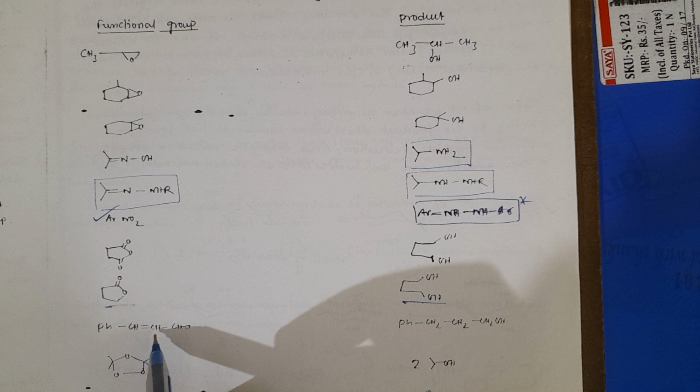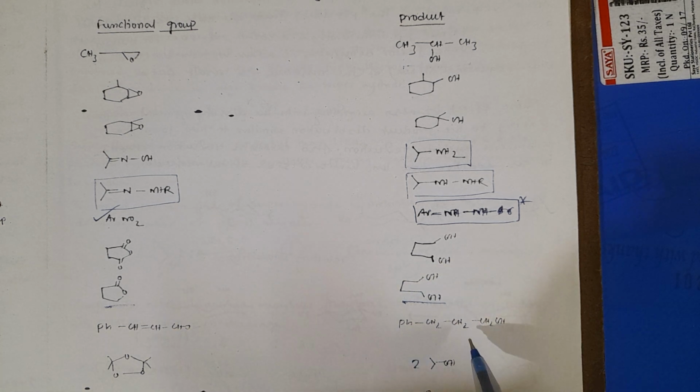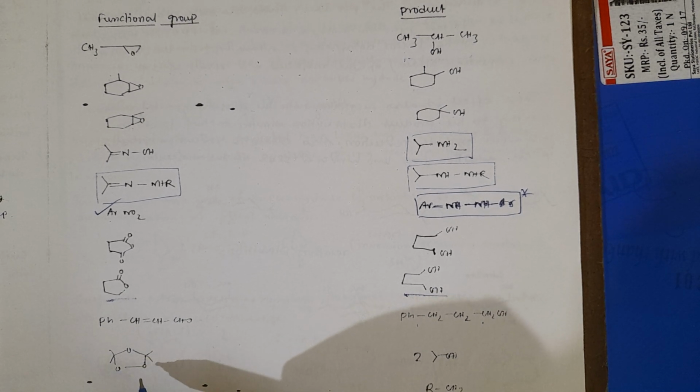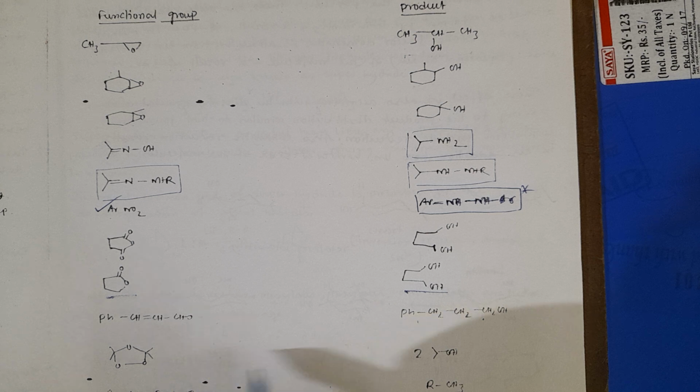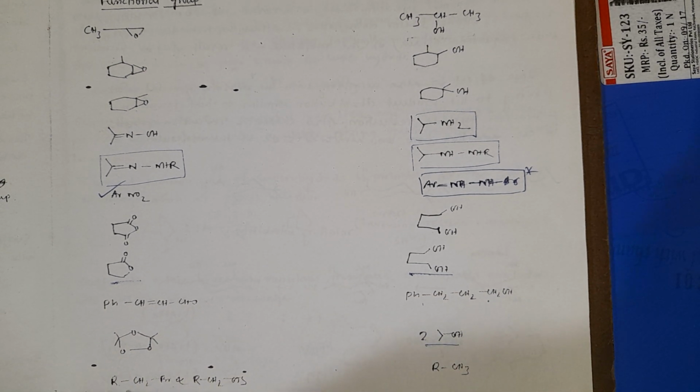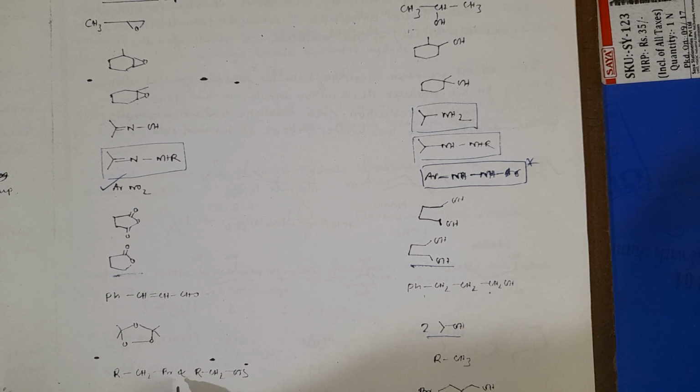Now if you have an alpha beta unsaturated aldehyde, then it gives the corresponding alcohol. And if you do the reaction by taking an ozonide, this kind of compound, it provides the corresponding secondary alcohol. Further, if you take an alkyl bromide or OTs, a good leaving group based compound, it gives the corresponding alkane compound.